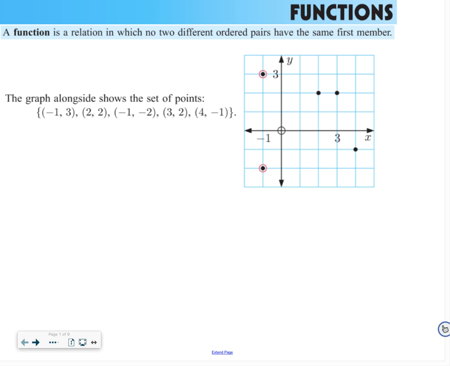All right, mathletes, here we go. We're going to talk about functions and the notations involved with functions. So, specifically, a function is a relationship in which no two different ordered pairs have the same first number.